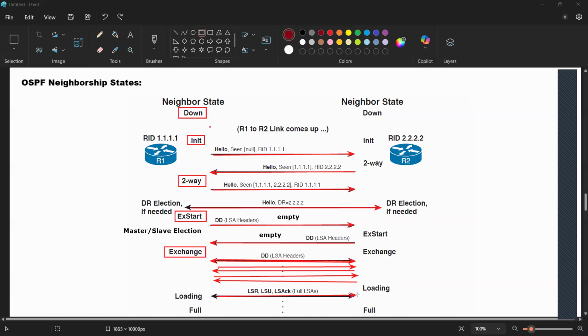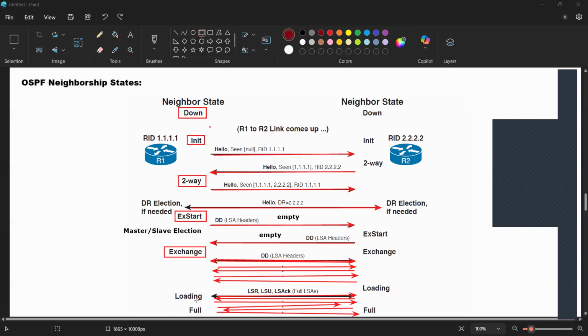Here they will exchange the link state request and update. This guy will send a request. This guy will send an update. Then this guy will send an acknowledgement that, I received your update. Same way, this guy will send a request, this guy will send an update, this guy will send an acknowledgement. Then R2 will send a request, R1 will send an update, R2 will send an acknowledgement. Like this, they will exchange that information. Once the databases are fully synchronized, then the state will finally go to full.